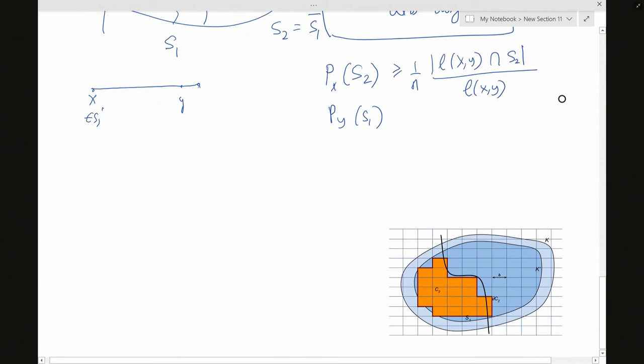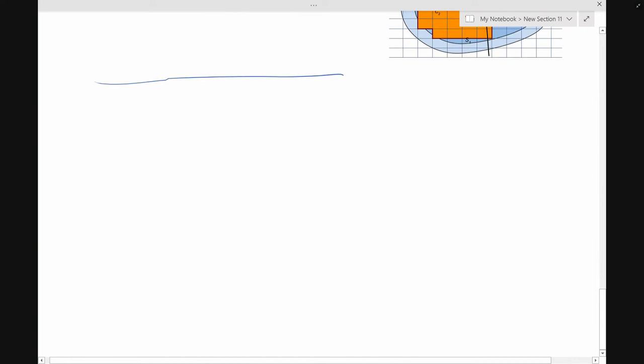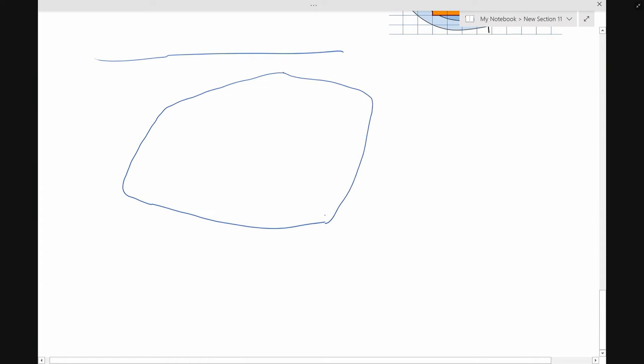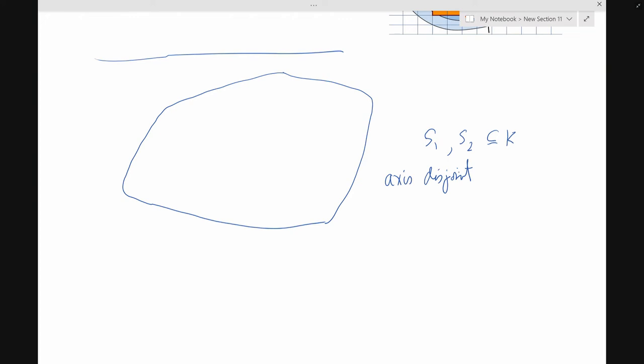All right, so now we have an isoperimetric statement. The isoperimetric statement says the following. I have a convex body, and there are two disjoint subsets of this convex body, S1 and S2. And they are axis disjoint, which should be clear what they mean. Any two points, one in one set and one in the other set, do not have any axis line going through them. So it cannot be that they agree on only one coordinate.